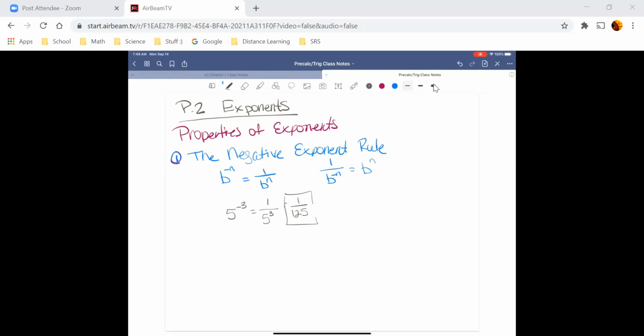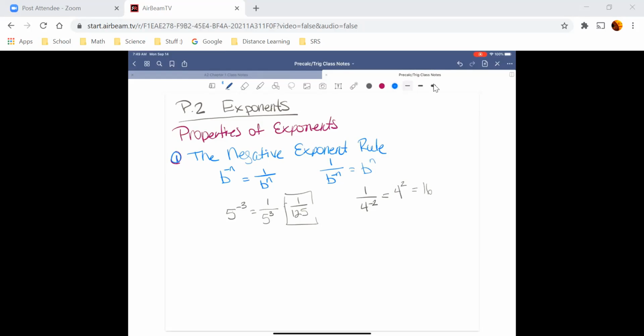What if I had 1 over 4 to the negative 2? Can I rewrite that? Would that become 4 squared? Which would be 16? Yeah. You guys good with that one? Right? Not too shabby. All right.